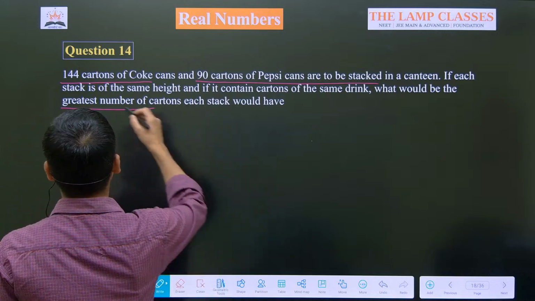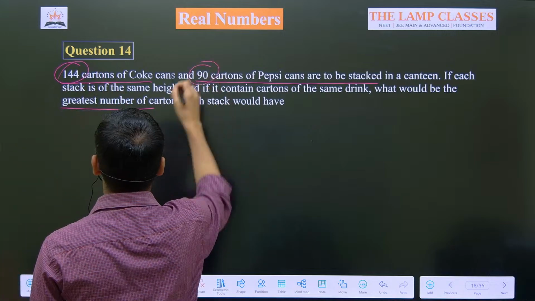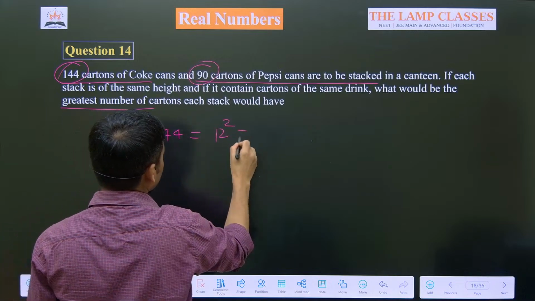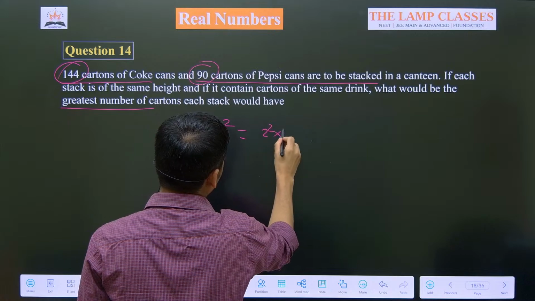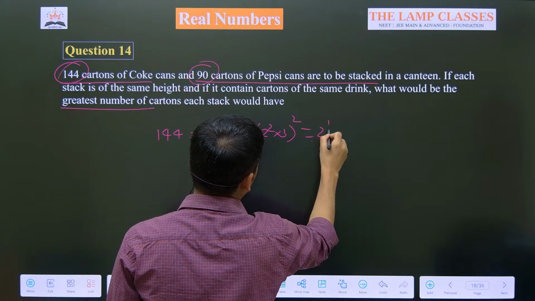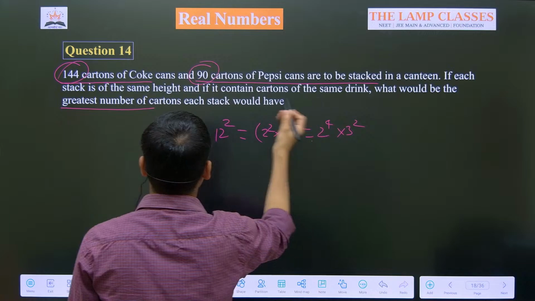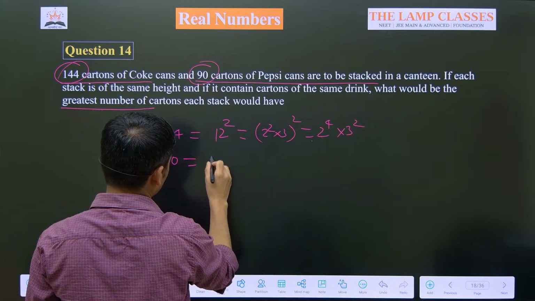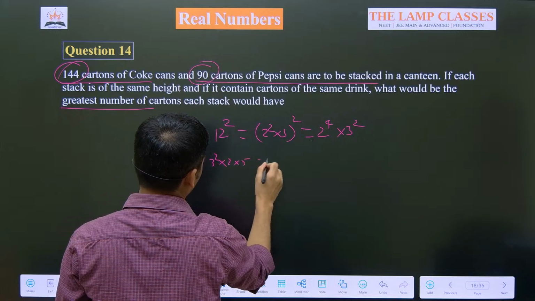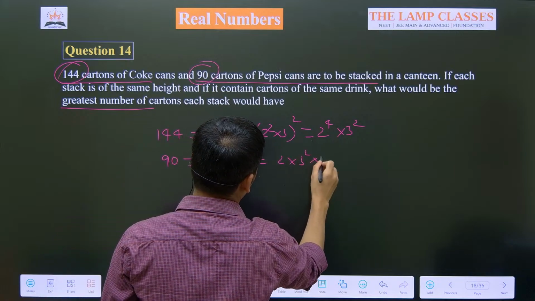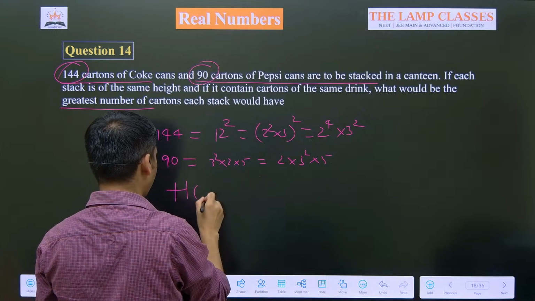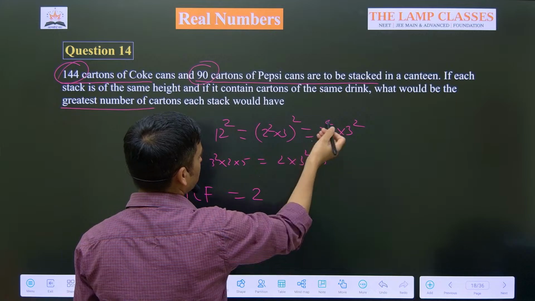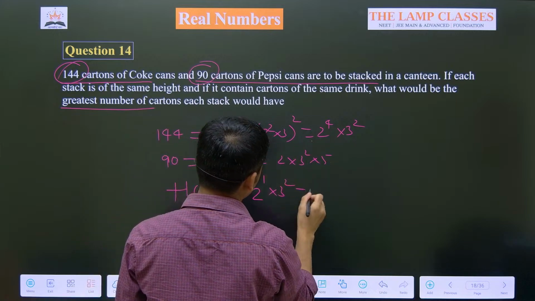So we just have to find out the HCF of these two numbers. So 144 is basically 12 square, which is basically 2 square into 3, the whole square, which is 2 raised to 4 into 3 square. You can do prime factorization in your own way, right? And 90 can be written as 3 square into 2 into 5, right? 2 into 3 square into 5. And if you have to find out the HCF of these numbers, the smallest common prime powers, so 2 raised to 1 into 3 raised to 2, which is 18.